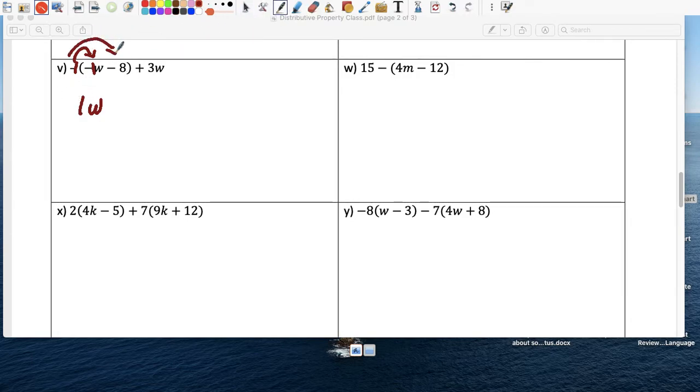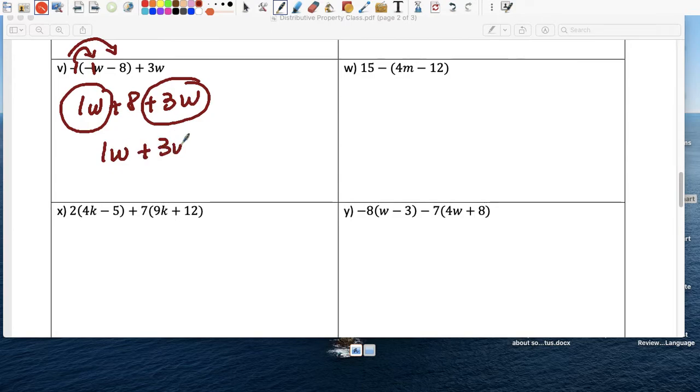Negative 1 and negative 8. Negative 1 times negative 8, so negative times a negative gives me positive 8 plus 3w. Can I combine? Yeah, I can combine this and this. 1w plus 3w plus 8. 1w plus 3w is 4w plus 8.